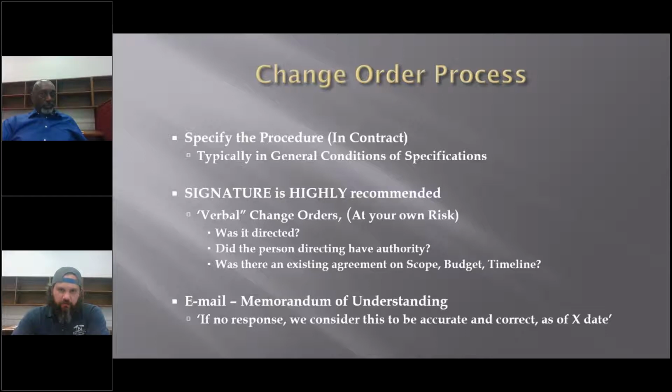So was there an existing agreement on scope, budget, or timeline in the contract that should be adhered to, or is there really a reason for the change order? When you get into verbal change orders, you want to always send out a memorandum of understanding email. If there's no response, you have the key phrasing in there that says, if I don't receive a response to this, we consider the above to be accurate and correct as of today's date.